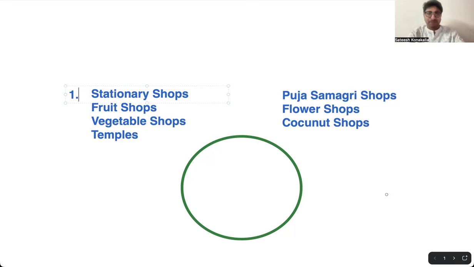There are some set of people who are middle class and above middle class. They go to the fruit shops, they buy fruits. Specifically, people a little above middle class go to specific, bigger fruit shops, not street food shops. And we buy regularly from vegetable shops. And the fourth one is temples. How temples are going to give you results, I'll tell you.